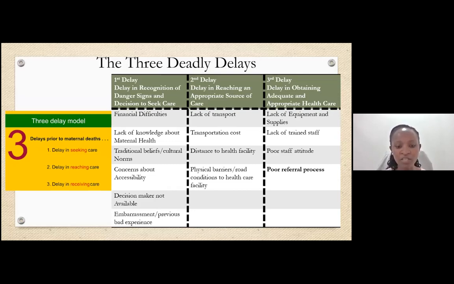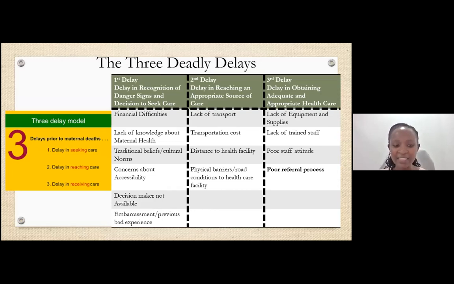Then there are communities which have decision makers, either a husband or the mother-in-law. So if the decision maker is not available, then they may not seek help early. So the aspect of women empowerment. If they have previously had bad experiences in health facilities, then they may decide not even to go there to seek help in the first place.